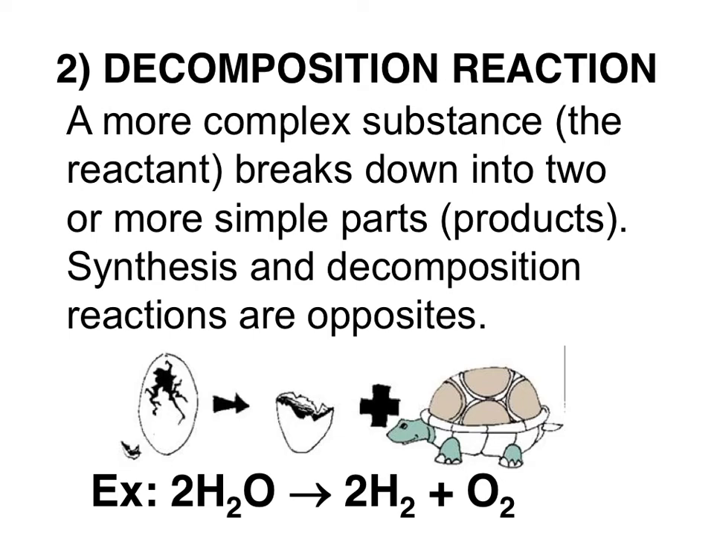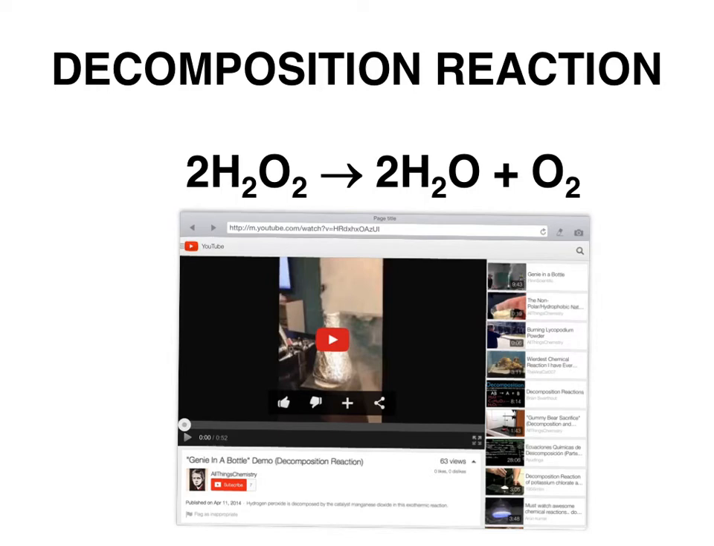All right, next type of reaction is called a decomposition reaction, and it's kind of the reverse of the synthesis one. You get something that is more complex in your reactants, and then you break it into smaller products. So an example of that is, say you have water and you split it into hydrogen and oxygen gas. Another example that I have a video for is hydrogen peroxide with a catalyst can be split into water and oxygen gas. And here's a video of that.